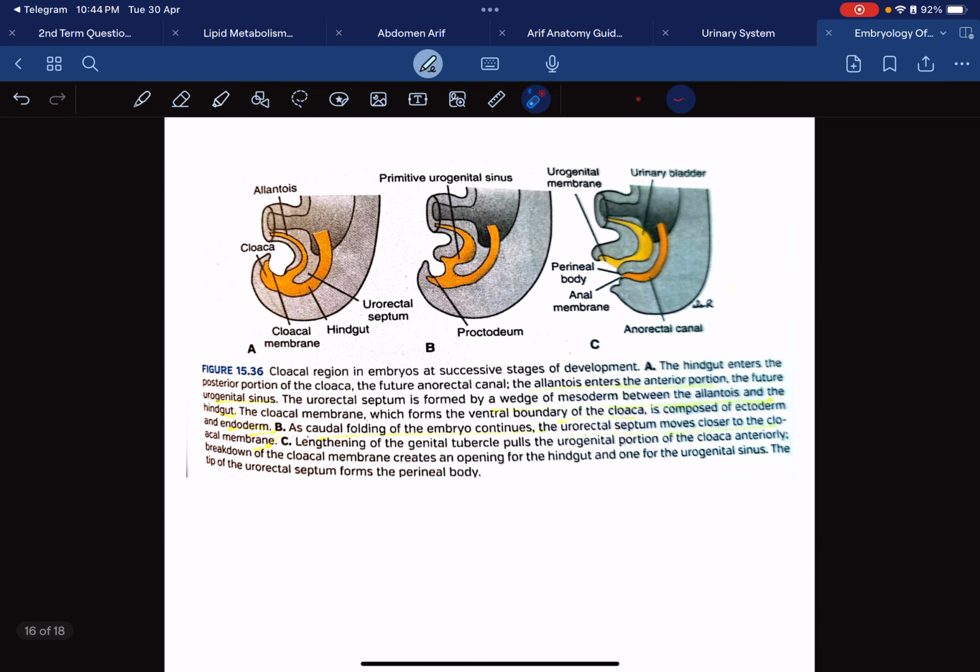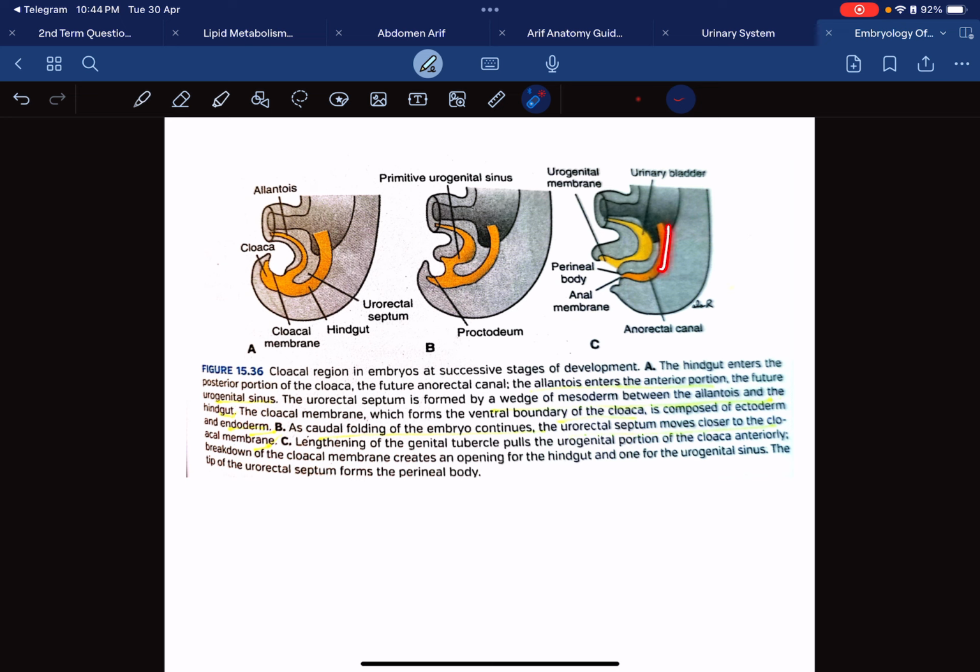The rupture of the cloacal membrane forms two openings: one ventral opening for the urogenital sinus anteriorly, and another, anal opening for the hindgut posteriorly, which creates the anal opening. Between these two openings, the tip of the urorectal septum, a wedge of mesoderm, separates the region between the urogenital sinus and the hindgut. This forms the perineal body.